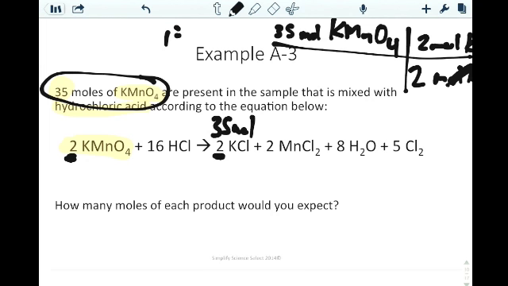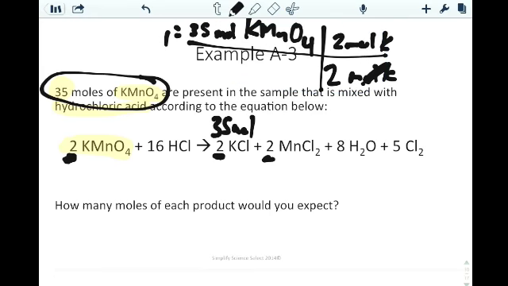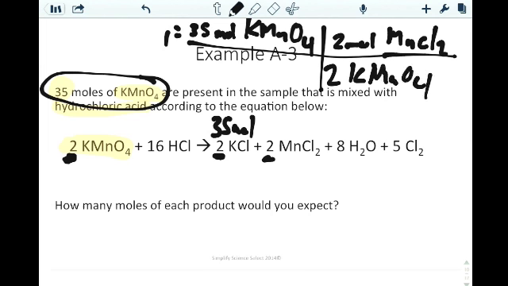Okay, and what we can see is in the next one, it's the same ratio. So it's a 2-to-2. So the only thing that will change is on the top, it's still a 2-to-2 ratio, but instead of moles of our potassium chloride, it's manganese chloride, in particular manganese 2 chloride. So it's MnCl2, but it comes out to be the same thing, because it's the same ratio. So this is 35 moles.